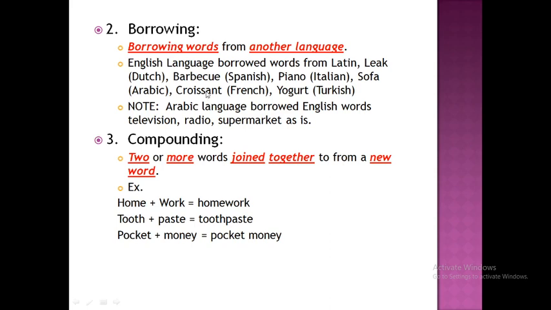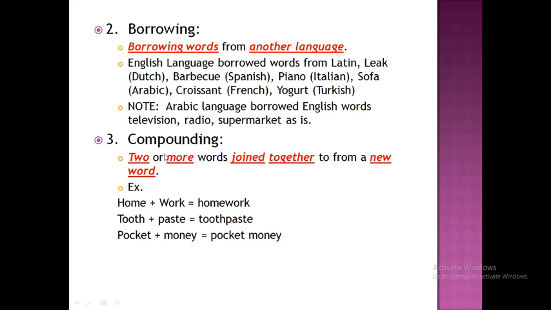The second one is borrowing. Borrowing word formation is a way to borrow words from other languages. And we know English language borrowed words from Latin, words from Dutch, words from Spanish, words from Italian, words from Arabic, words from French, words from Turkish. It's a combination of many languages, where this combination formed to help a language effectively.